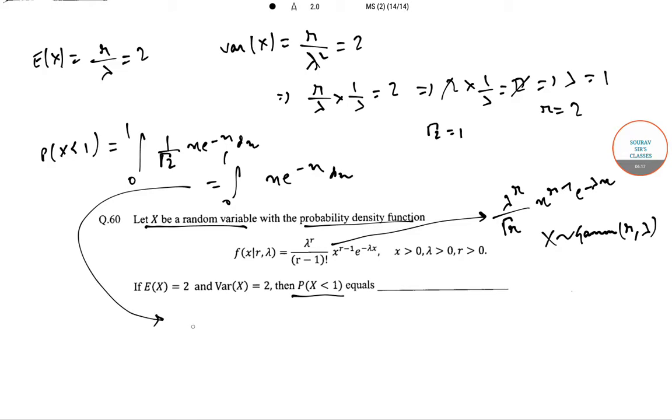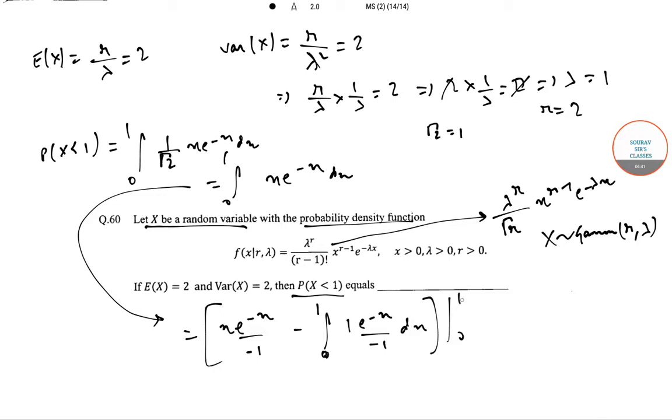Now continuing this over here, so this becomes x e to the power minus x by minus 1 minus integration from 0 to 1 e to the power minus x by minus 1 dx, limits from 0 to 1. So this is minus x e to the power minus x minus e to the power minus x, where limits vary from 0 to 1.